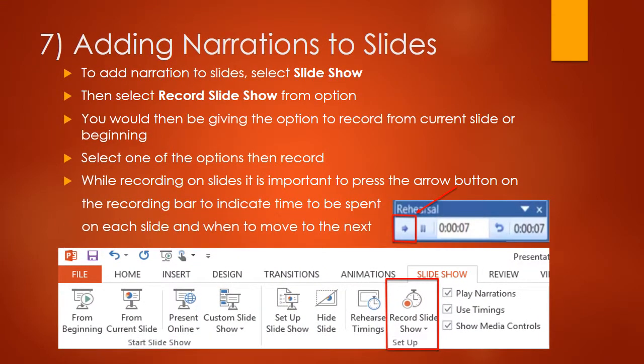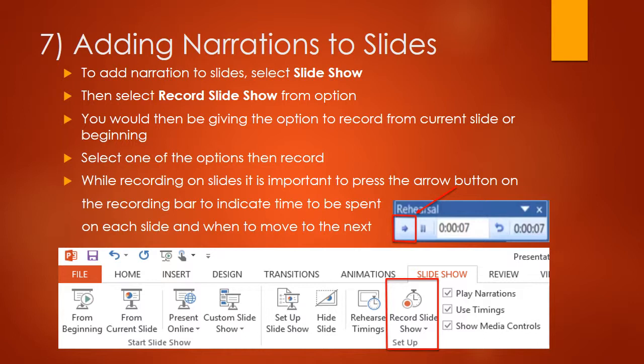To add a narration to a slide, you select Slide Show, which is located next to Transitions and Animations on the toolbar. And then you select Record Slide Show. So you select Record Slide Show as highlighted in the picture at the bottom.